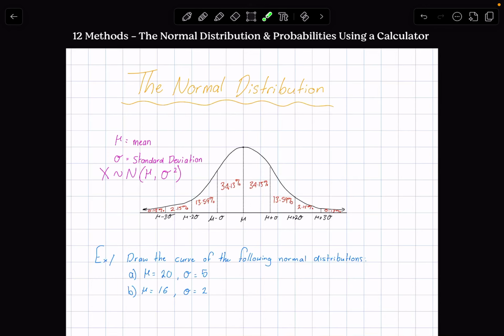G'day team and welcome back to another video, and today we're going to be talking about the normal distribution and then looking at ways we can solve it using the given values or using our calculator as well.